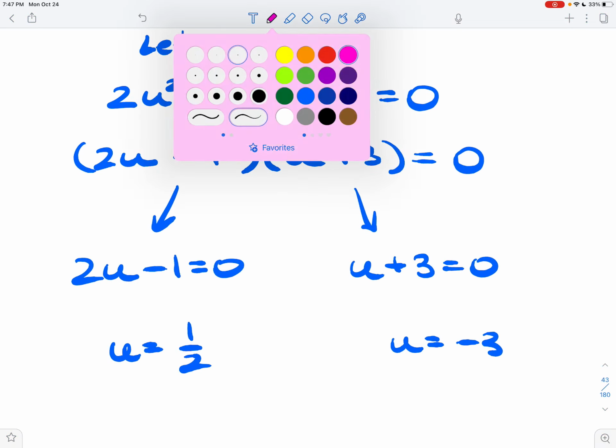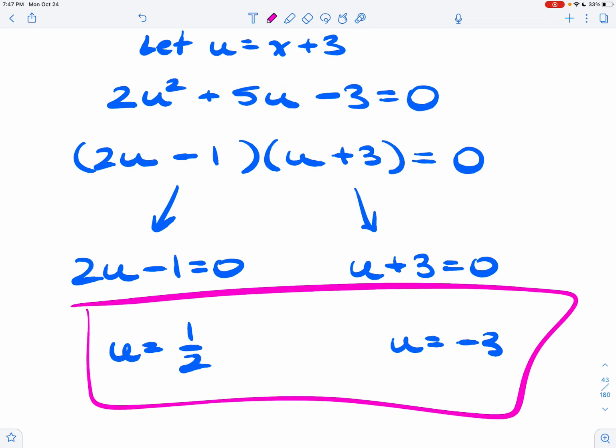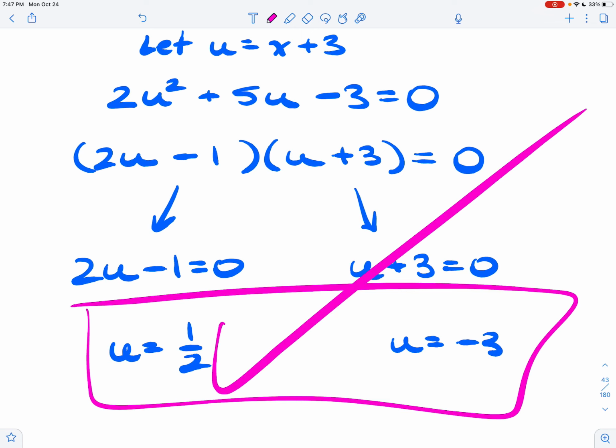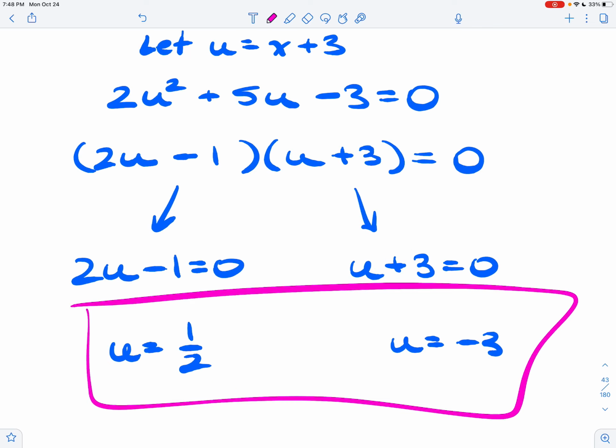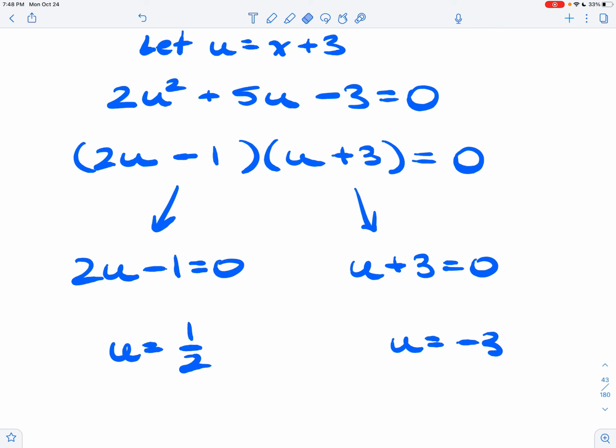And we're tempted to say, boom, this thing is done, complete, super duper. But be careful. We are not actually done. Our task here wasn't to solve for u. Our task was to solve for x. U is just a variable we introduced for funsies.